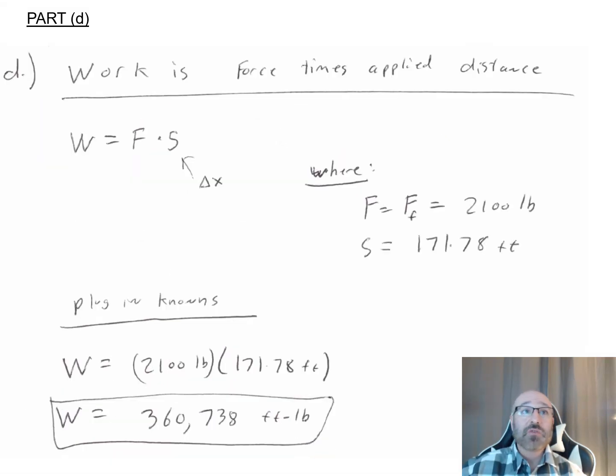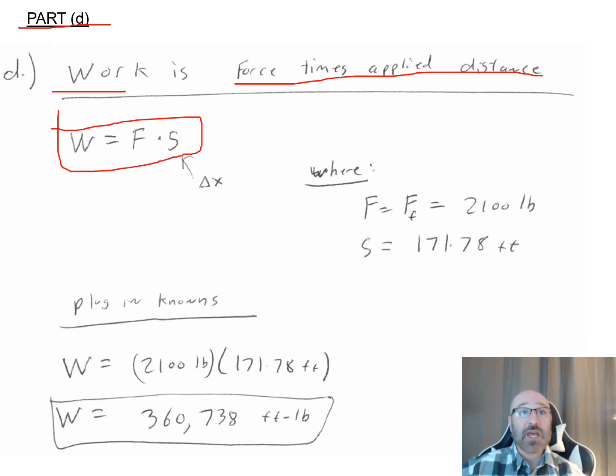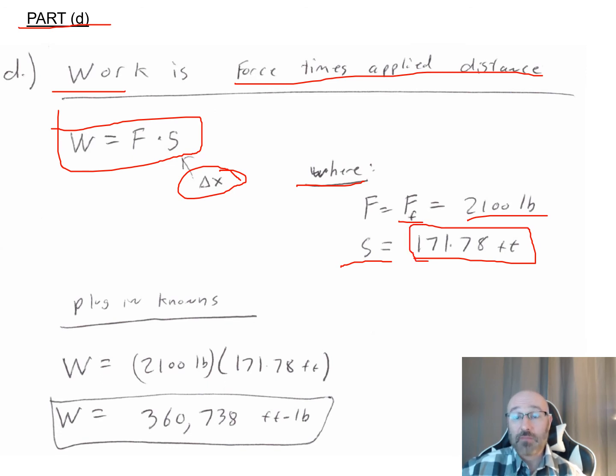So the next thing we do is we move on to part D. In part D, they ask us to solve for the work. Now work is force times the applied distance here. So we can say there's our general governing equation right there. Work is equal to F times S, or it could be our delta X depending on how we've labeled it here, where F is equal to our frictional force, which we've already solved for, 2,100 pounds, and S is equal to 171.78 feet, which we just solved for in previous part C.